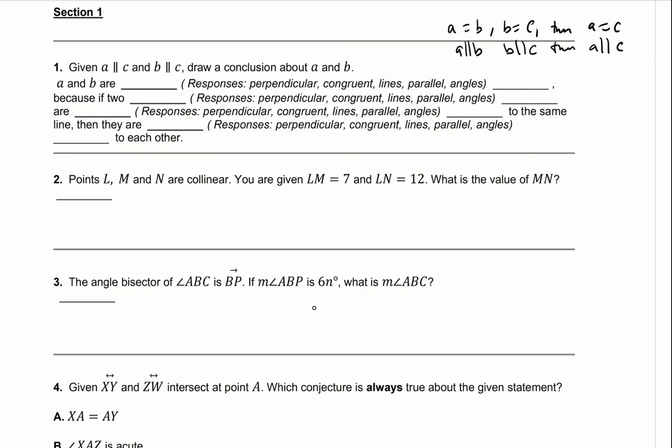Okay, so A and B are parallel because if two lines are parallel to the same line, then they are parallel to each other. And that's essentially the transitive property.